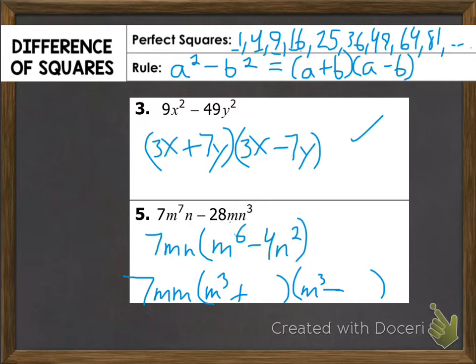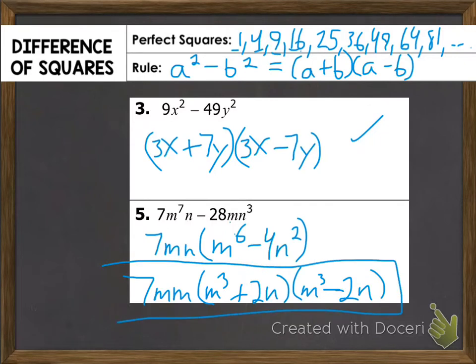So now, 4n squared. 4 is a perfect square. So the square root of 4, that would just be 2. So we're going to have 2 and 2. And then split up the ends like you did x and y up here in number 3. So then 2n and 2n. And there you go. That is your final answer.